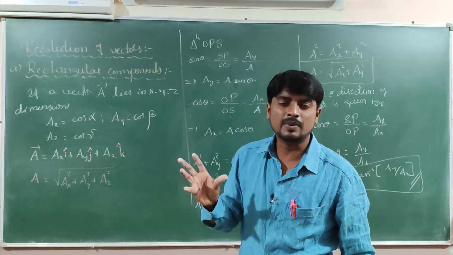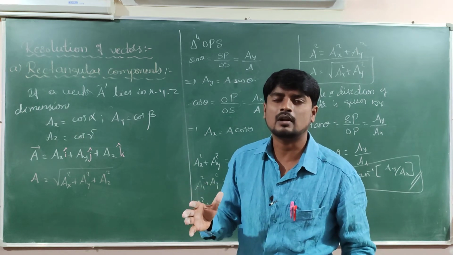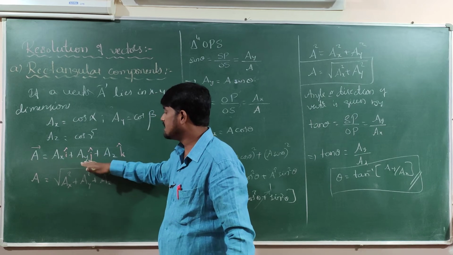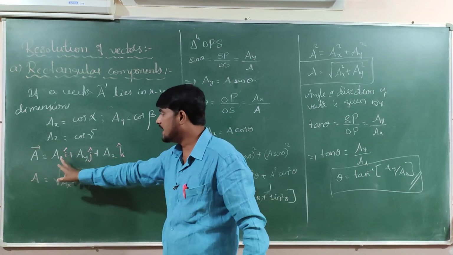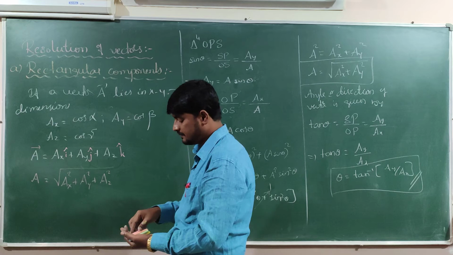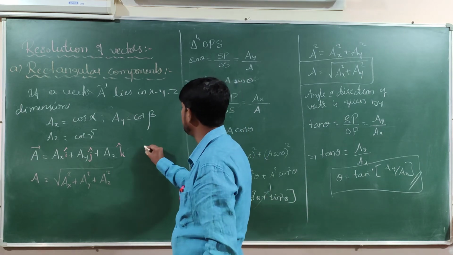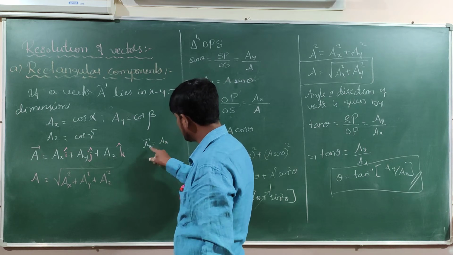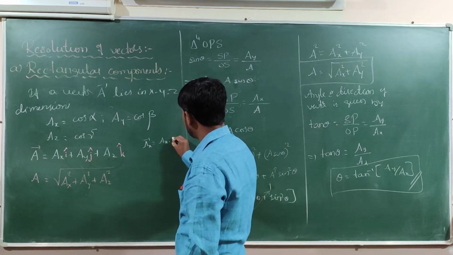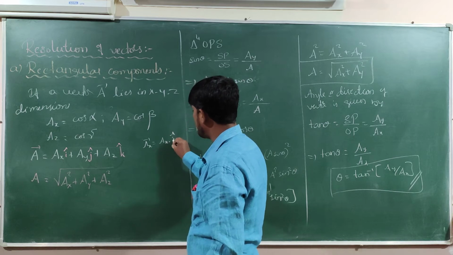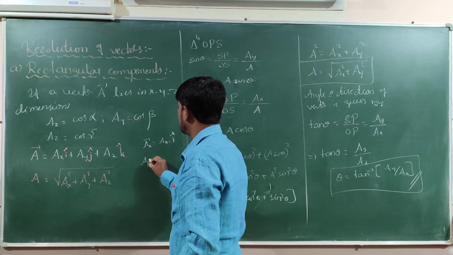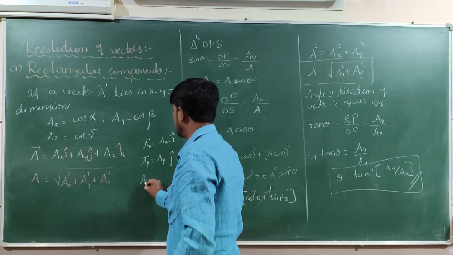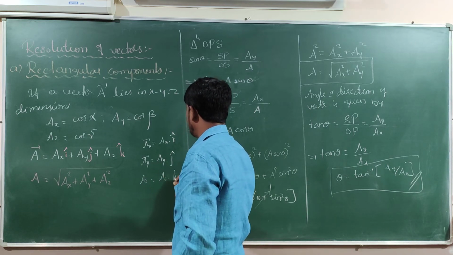Simply it is AX plus AY according to the resolution of vector or the resultant vector concept. But here I am writing AX I cap, AY J cap, AZ K cap. Now I segregated the vector AX. Along this, I am separating the magnitude with a vector I cap. Similarly, vector AY can be written as AY into J cap. Similarly, vector AZ is equal to AZ into K cap.